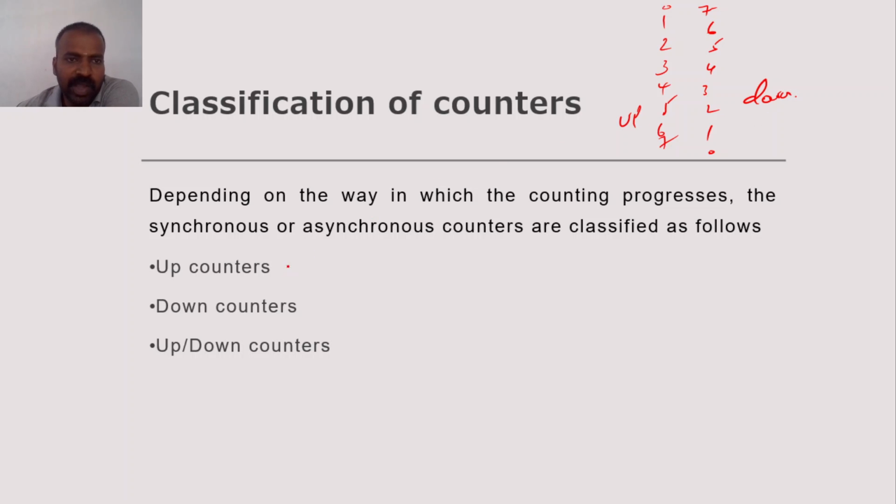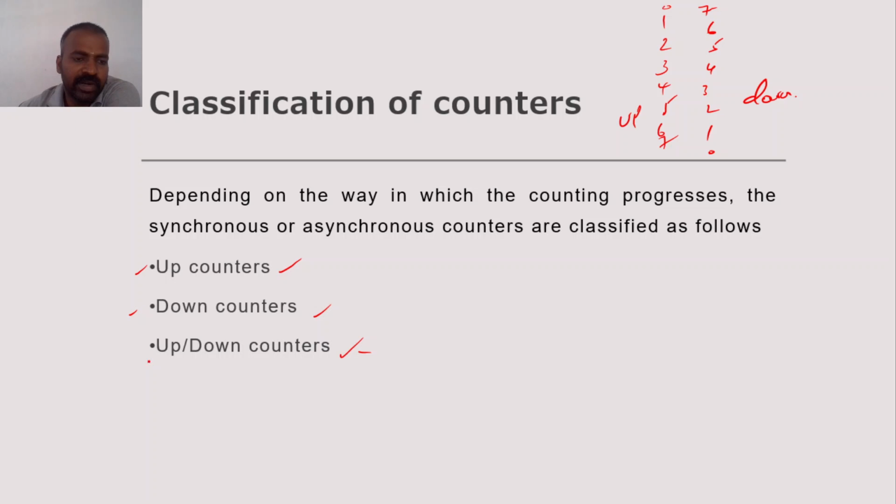So in the classification, we can classify counters as up counter, down counter, and up-down counter. We can design a circuit that counts in both directions, up and down. For that we need one control signal. For the first two counters, up counter and down counter, there is no need for a control signal.